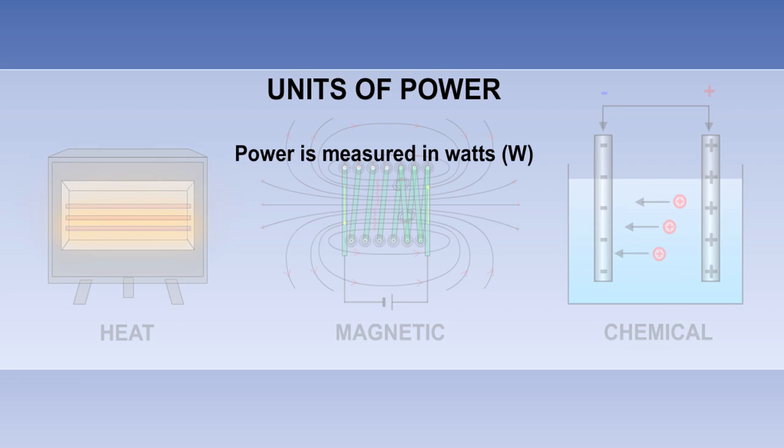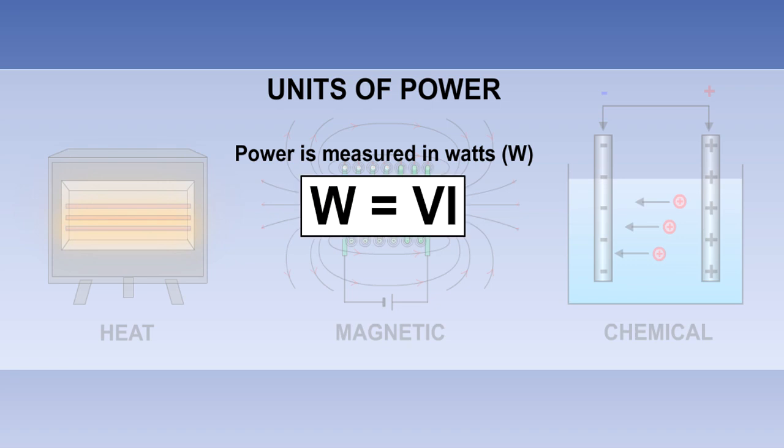In an electrical circuit, power is measured in watts. The abbreviation for watts is W. The power in watts can be found by multiplying the voltage by the current. So W equals V multiplied by I.